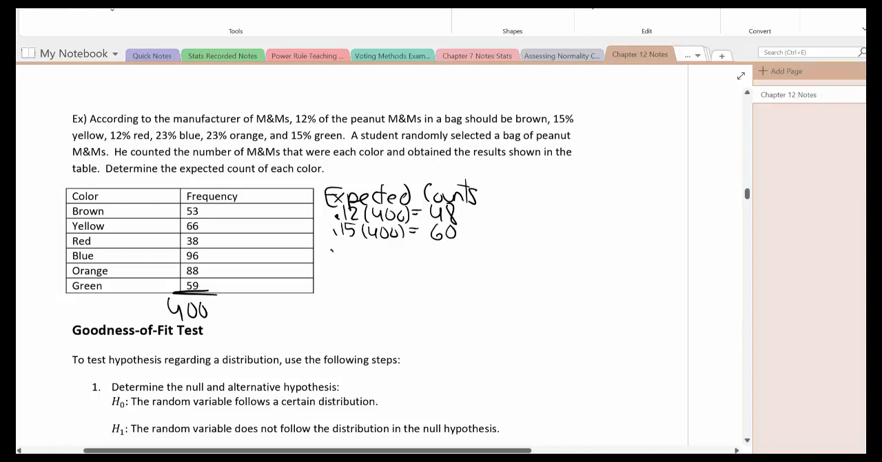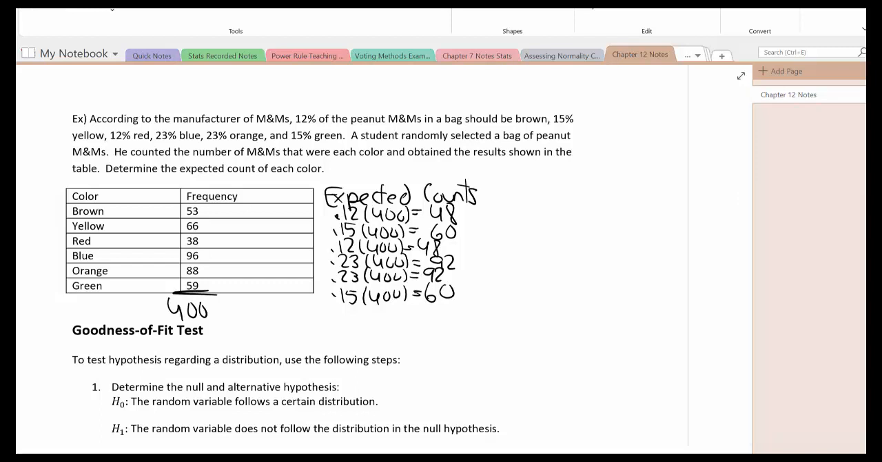Red is also 12%. So again, that's 12% of 400. That's 48. The next is blue. That's 23%. So 0.23 times 400. That's going to be 92. The orange is also 23%. So that's also going to be 92. And green is 15%. So that's 0.15 times 400 is equal to 60. Those are our expected counts for this example.